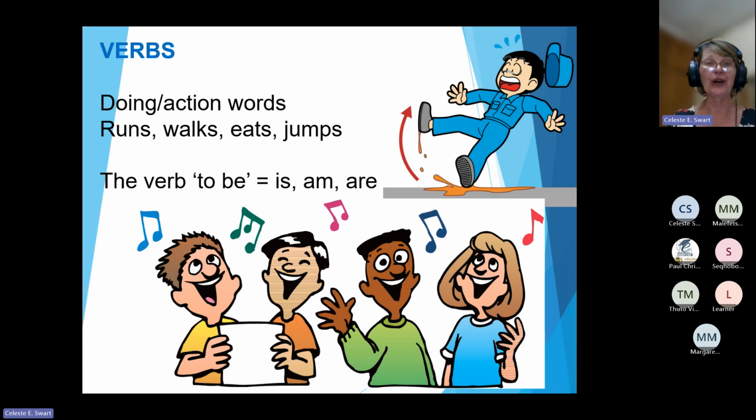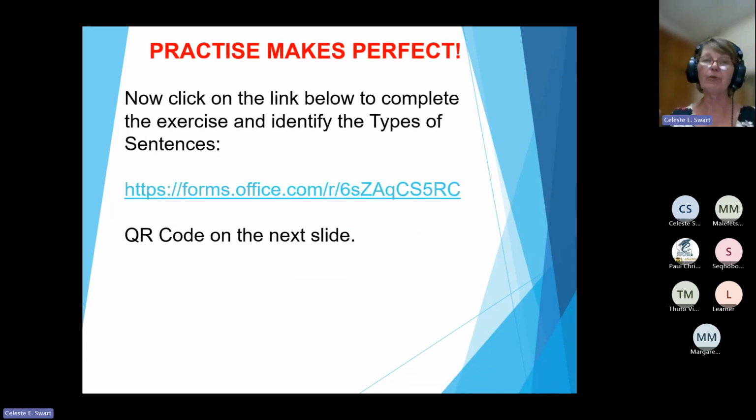There are some others that you can go and look up when you get the opportunity, because there's a wide variety of verbs. And I really hope and trust, and I'm sure you are going to do this, because you're going to do this to the best of your ability. Remember what I said when you were grade 8? Practice makes perfect.